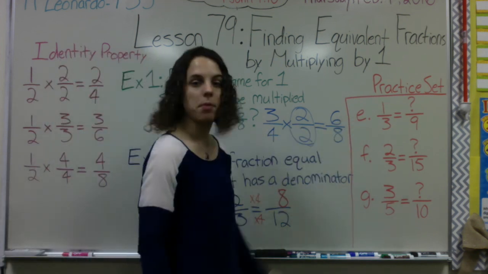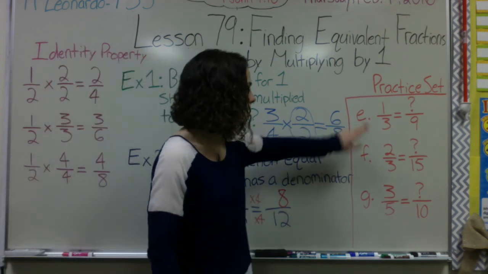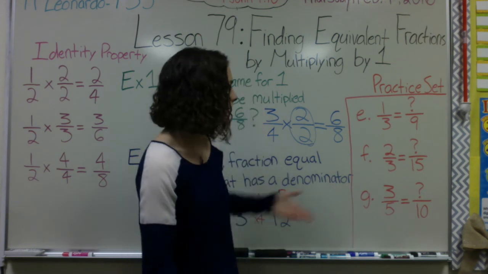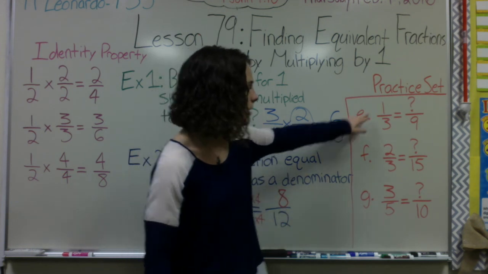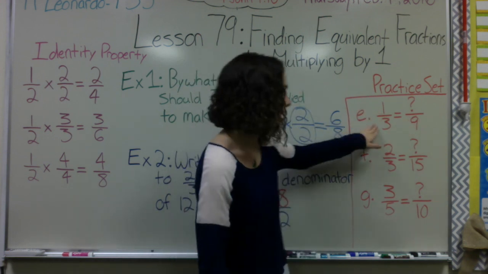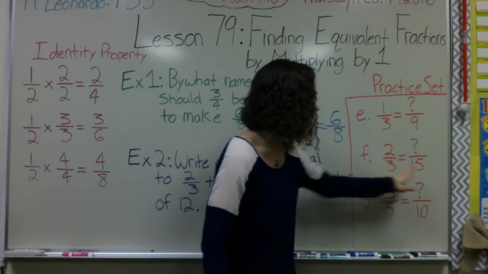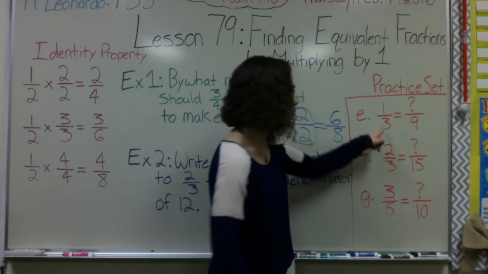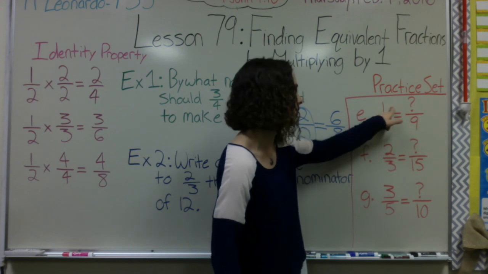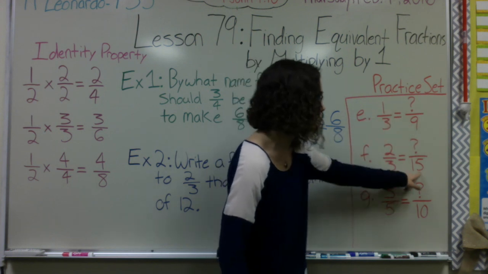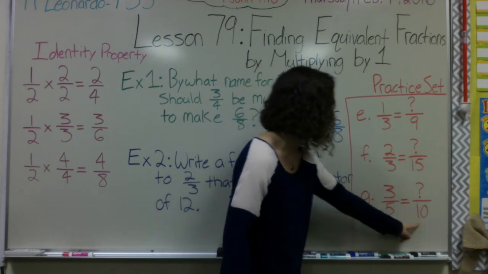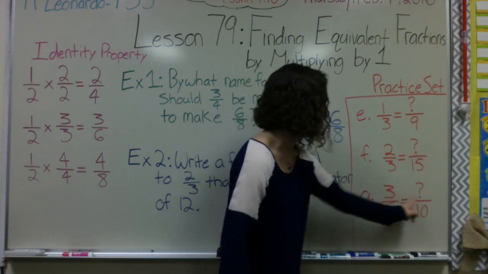Looking at these two examples, this will definitely help you figure out your practice set problems that I will be checking: E, F, and G. We will also do some of the others in class. So letter E, 1/3 equals what over 9? What you're going to ask yourself is, I have my denominators in all of these fractions. What times 3 equals 9? Multiply the same at the top. 3 times what equals 15? Multiply the same at the top. 5 times what equals 10? Multiply the same at the top.